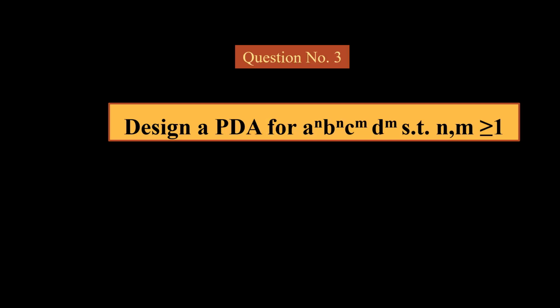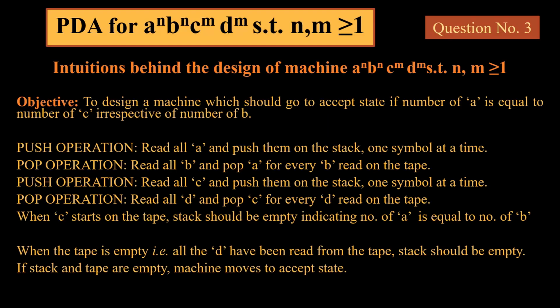We move to the last question, that is A^n B^n C^m D^m. That means the number of A should be equal to the number of B and the number of C should be equal to the number of D. So what should be the intuition? First we will push A, corresponding to A we should pop B off the stack. When we come across the first C, the stack should actually be empty.